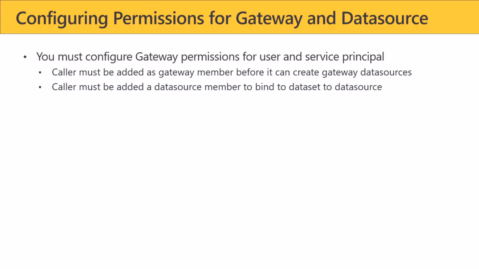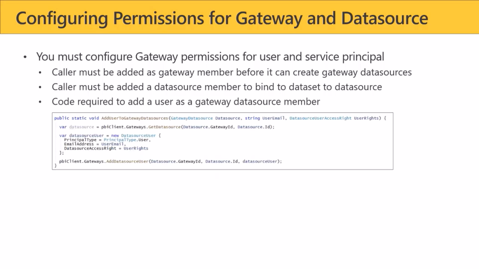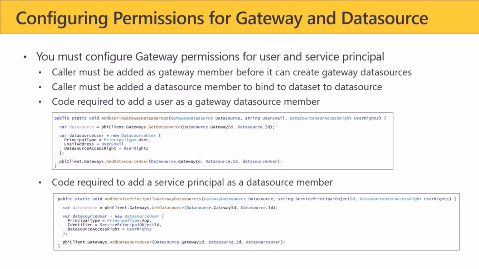Now, if you're just binding, you don't have to be a member of the gateway. You just have to be added as a member of the data source. But the caller has to be a data source member. And here's the code if you need to add a user or a service principal as a data source member.